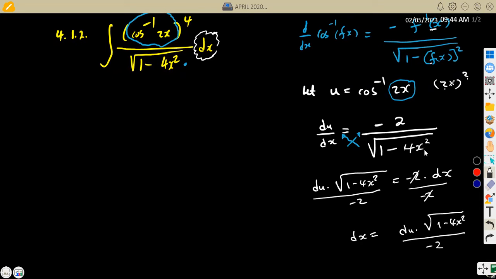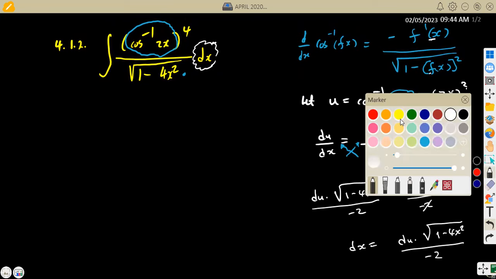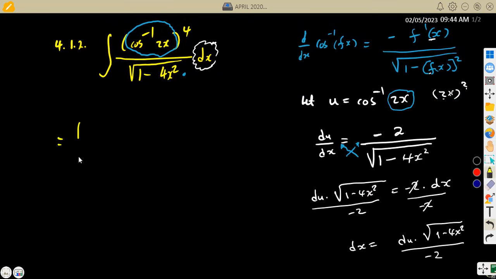So that's it, guys. We have everything that we need to substitute back into this integral. This is going to be equivalent to the integral of, remember we said this whole part is represented by u, so that will be u to the exponent of 4.